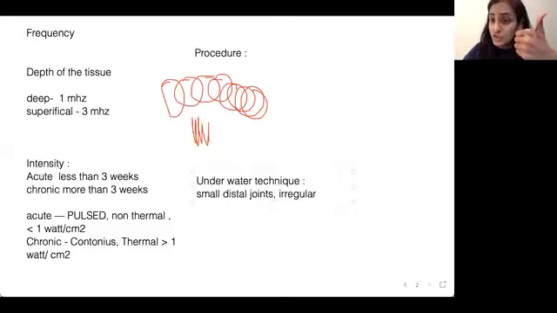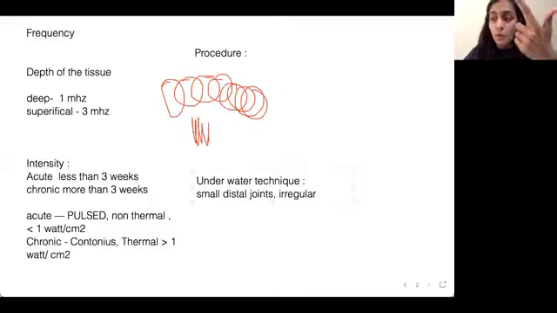So the first was direct contact. In direct contact, you use gel or a coupling medium, the ultrasound head is perpendicular to the skin, and you increase the intensity. The second technique we did was the underwater technique. It is used for small distal joints or irregular joints. You're not going to use direct contact. It's held 1 centimeter away, again perpendicular, and your intensity is going to be higher than in the direct technique.